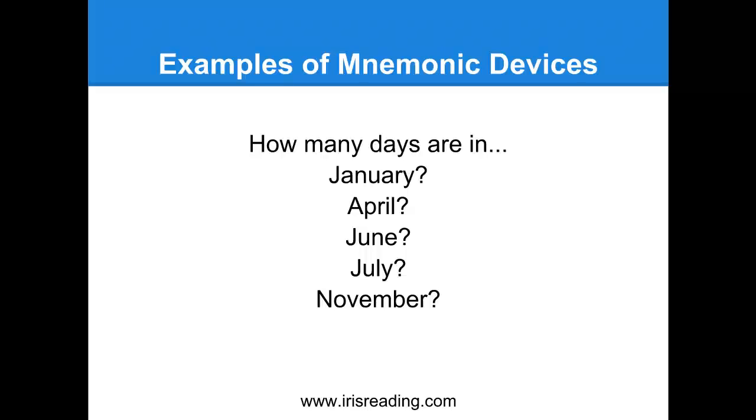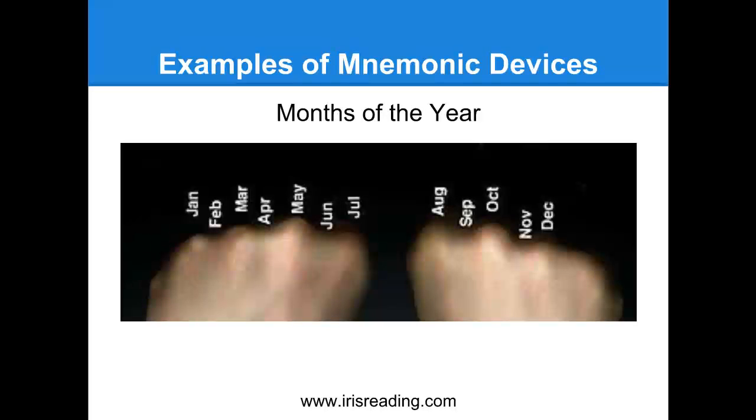You simply look at your hands, your knuckles, to be specific. Anytime you have a knuckle, that means there's 31 days. So January, if you look at your left knuckle, the first one, that's January. And then there's a dip. That means February. We know February has 28.